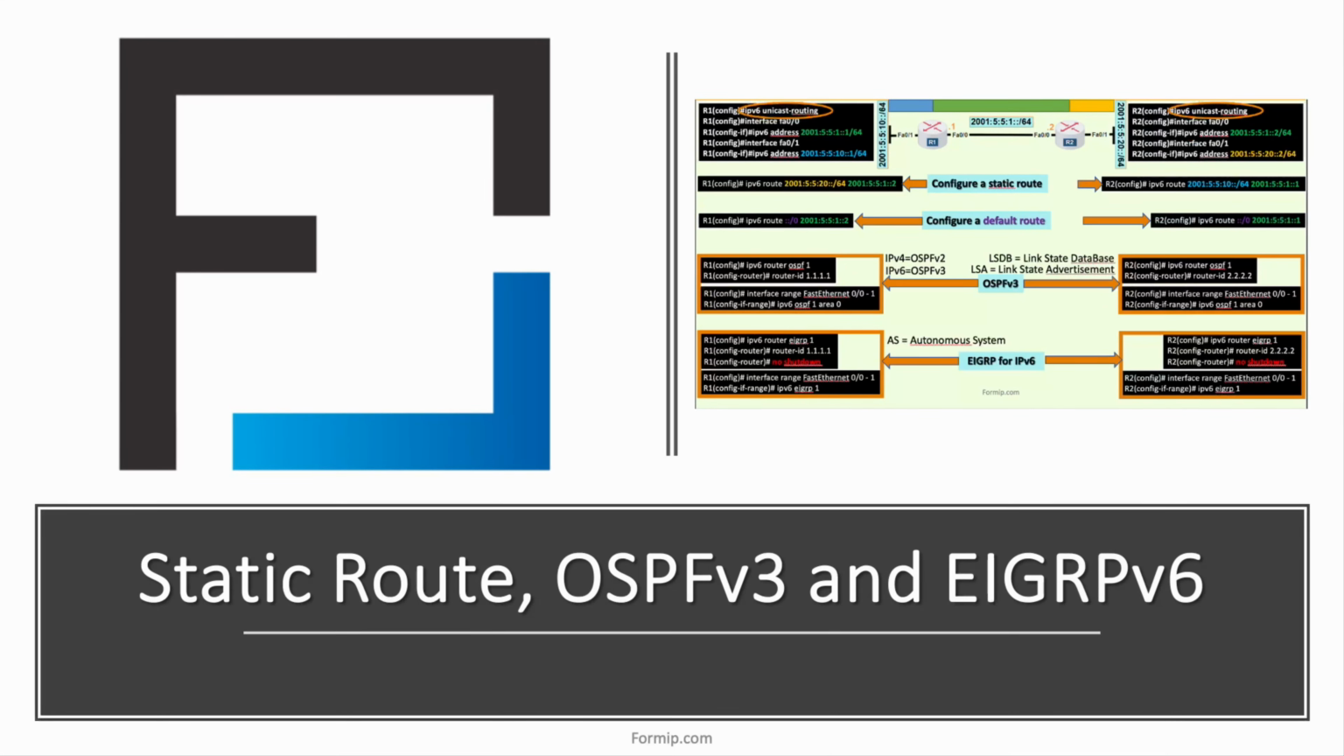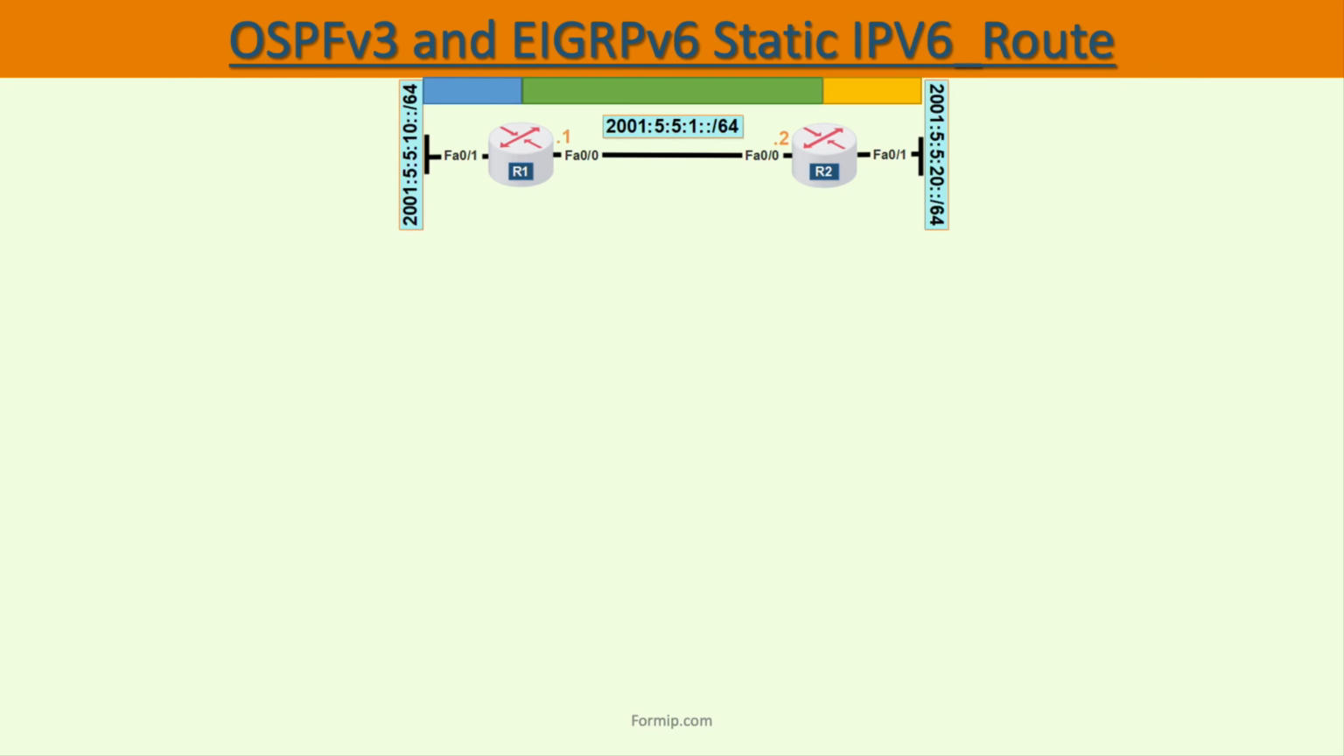OSPFv3, EIGRPv6, and IPv6 static route. In this course, we'll look at how to use static routes, OSPF routing, and EIGRP routing to populate our routing tables, and all in IPv6. Like IPv4, a router configured in IPv6 will create a routing table and add networks to it. Let's see how it is configured.